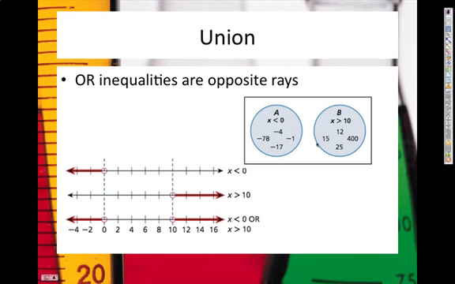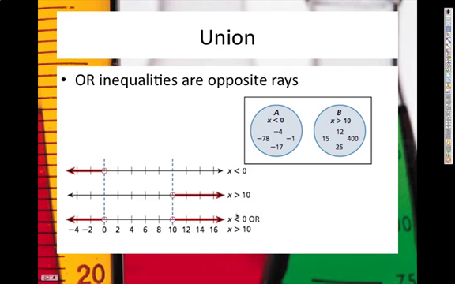Now if you look at group B, this says all the numbers greater than 10. So here's a few numbers that are greater than 10. And here's the graph for that. Open circle on 10 to the right. So the union of these two looks like this. Okay, notice they're not connected. Notice they go opposite directions away from each other.